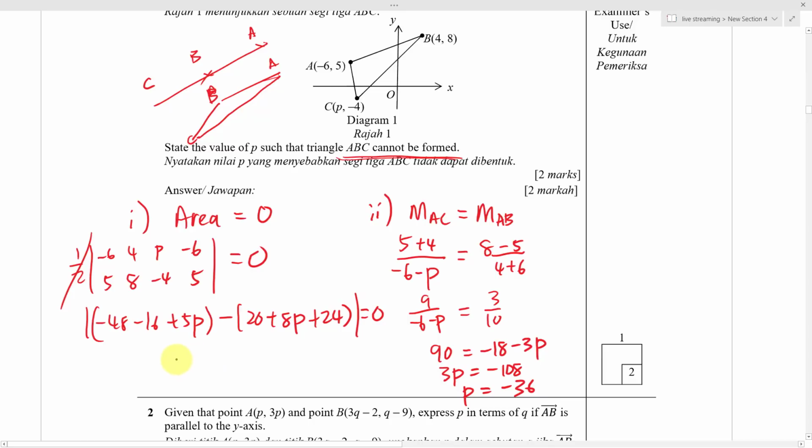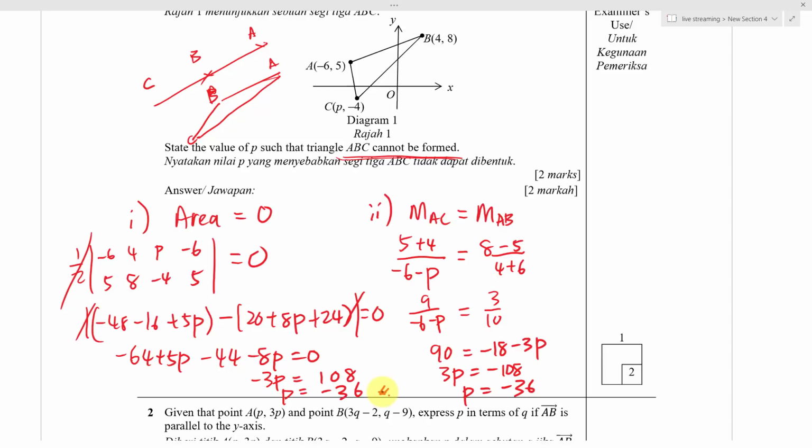Then you need to solve this modulus. Because it's 0, we can cancel out the modulus as well. It doesn't matter. So over here you have -64 plus 5P minus 44 minus 8P equals 0. We get -3P equals -108, so P equals -36. Both methods give you the same value. I hope you can understand number 1. By the way, it's just 2 marks, so I think this is a bit too much for 2 marks.